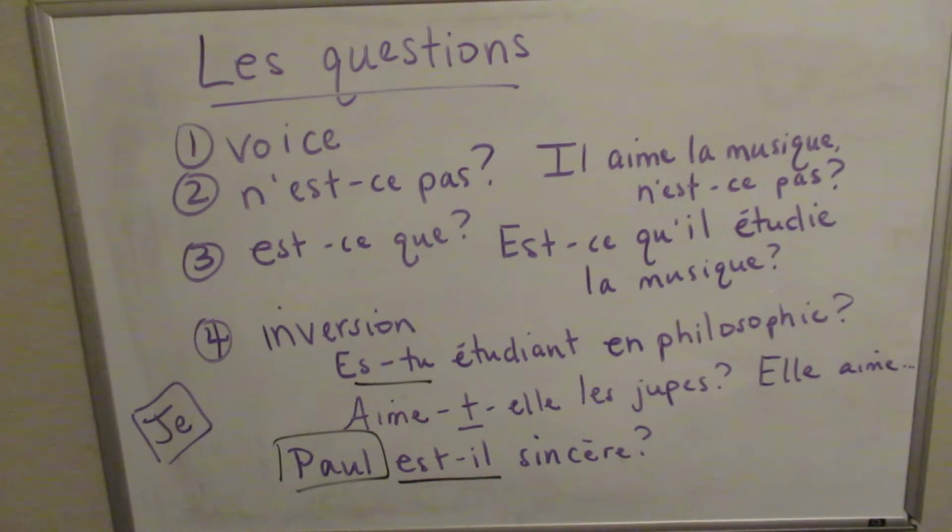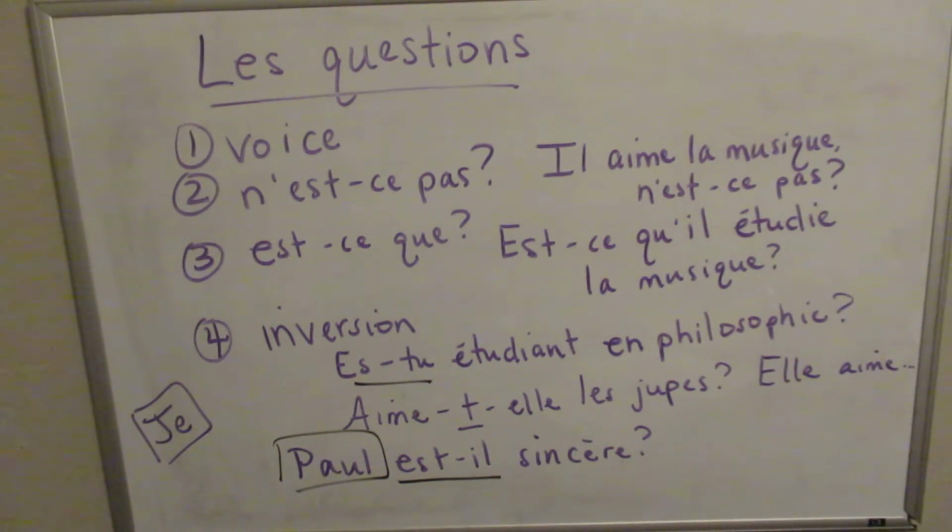Mtel flows much easier on the tongue. So they add that T, doesn't mean anything. It's simply for pronunciation. So aime-t-elle les jupes? And then we would say when we respond, oui, elle aime les jupes. The T completely disappears in my response. It's only there for pronunciation.